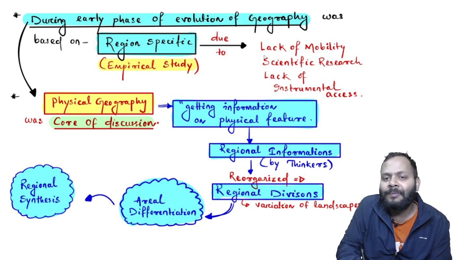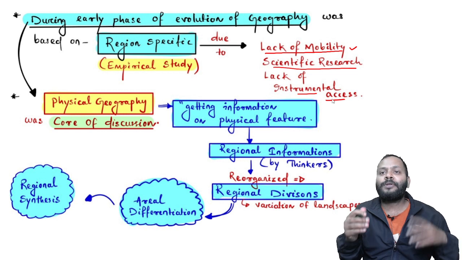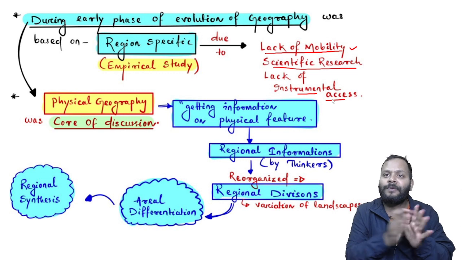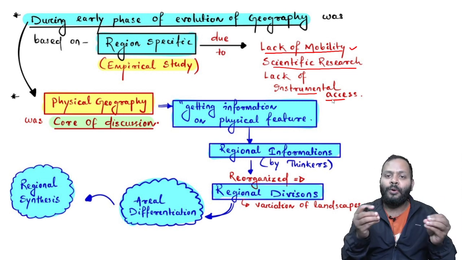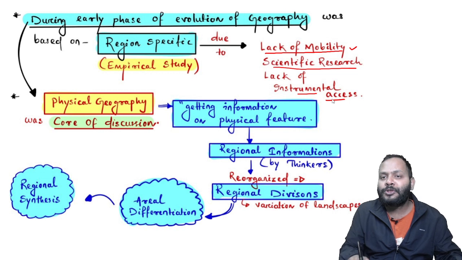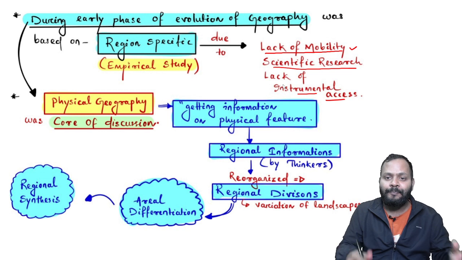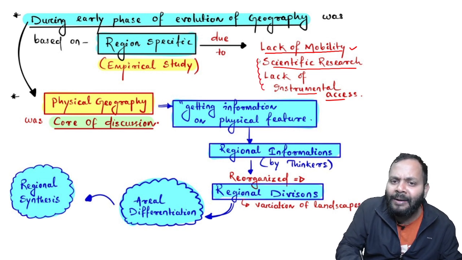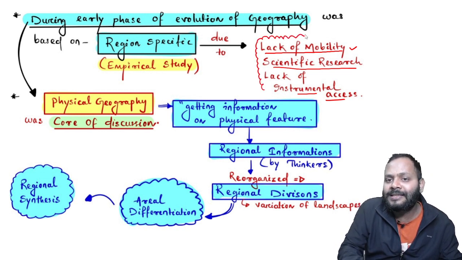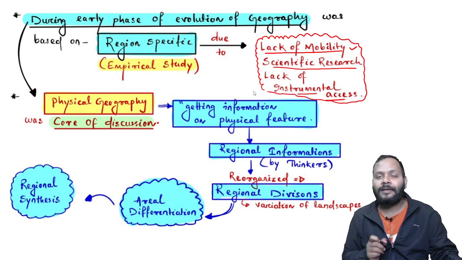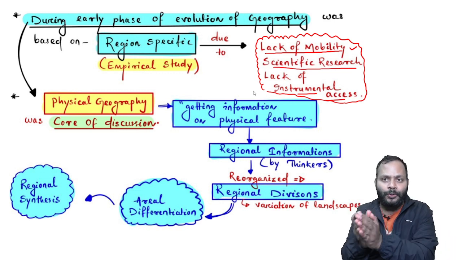mobility was a challenge, and there was no scientific research and a lack of instrumental access. People did not have big instruments. Could people carry a lot of instruments? There was no transportation, no mobility for research, no instrumental access, and they did not have good carrying capacity. Could people go to multiple places to understand physical features? No. That means we can clearly say that people's understanding of geography was regional.